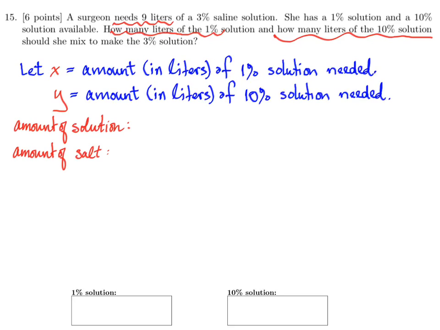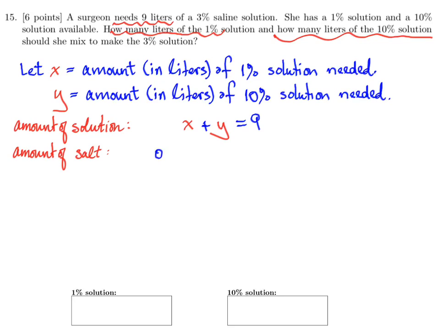And she's going to mix X liters of the 1% solution together with Y liters of the 10% solution, and those 2 amounts together have to add up to 9 liters. So we can write that down with one equation: X plus Y has to add up to 9, the amount of liquid that she's got. Now let's look at how much salt she's got.